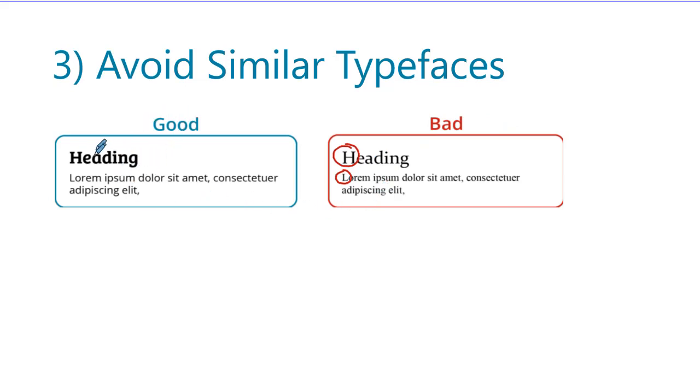Now check this one out. Here we're using a serif font for the header, a slab serif, and it's also bold. So it's a bold serif font. And then look at the body. It's a nice normal font with a sans serif. And that looks really good. You can tell what's the heading very immediately and what's the body, as opposed to the bad example.